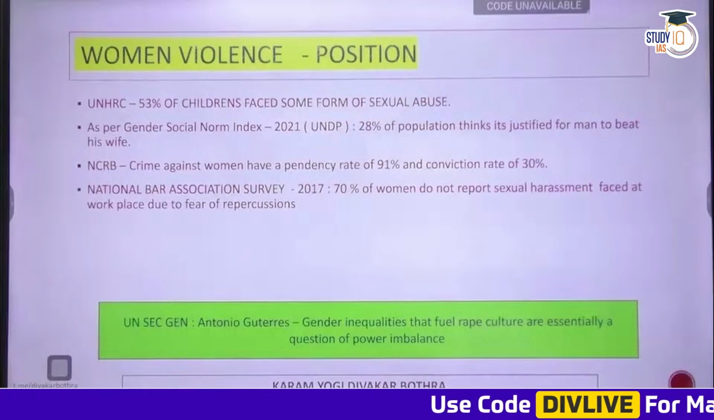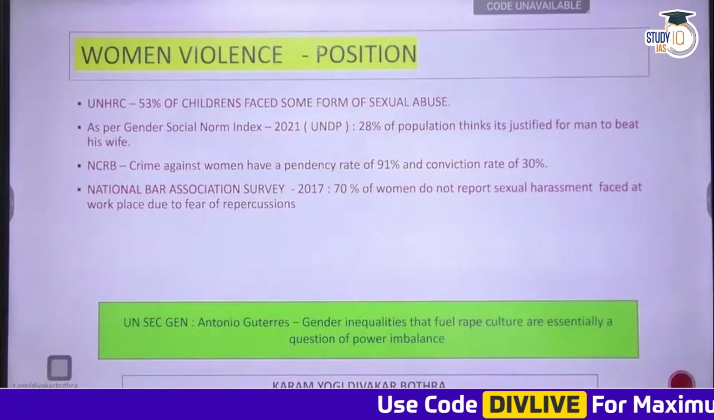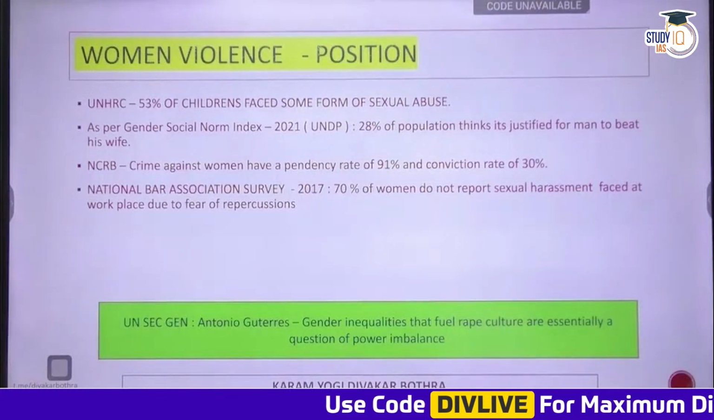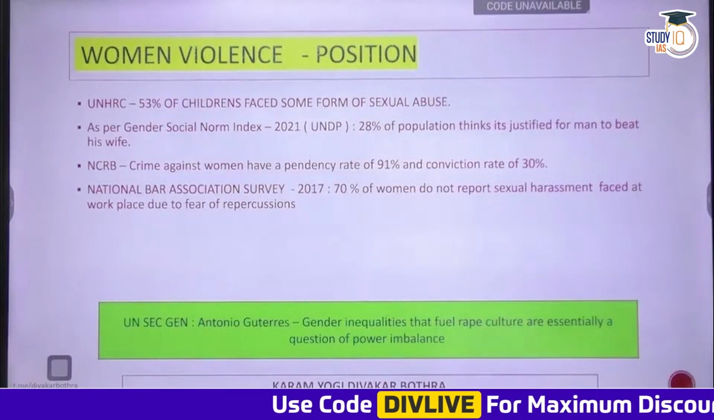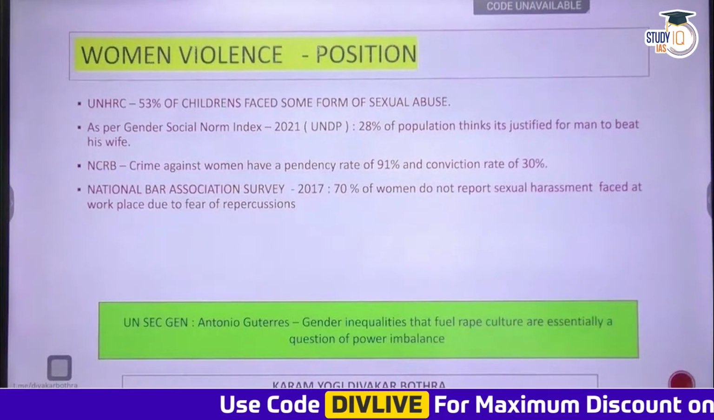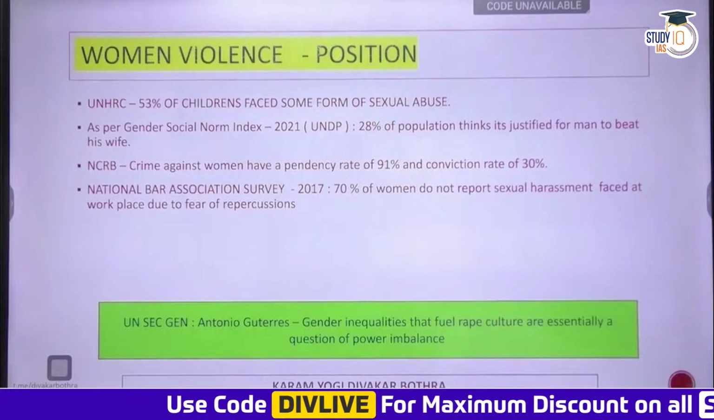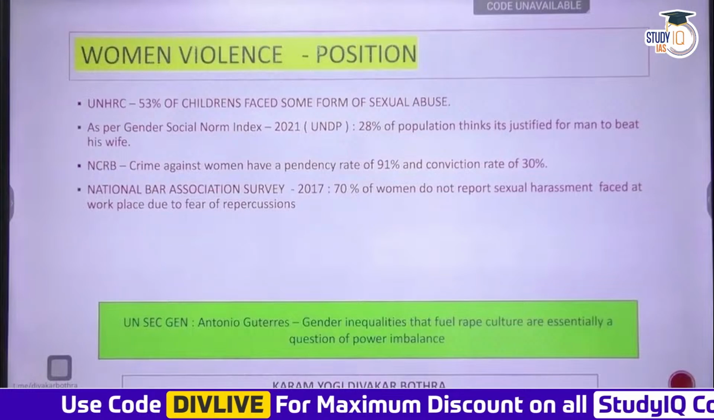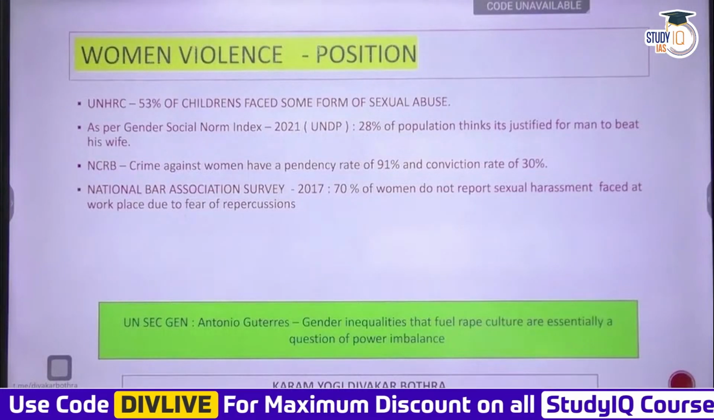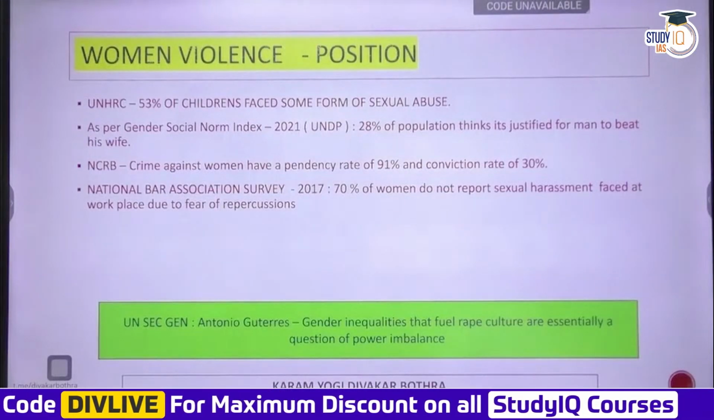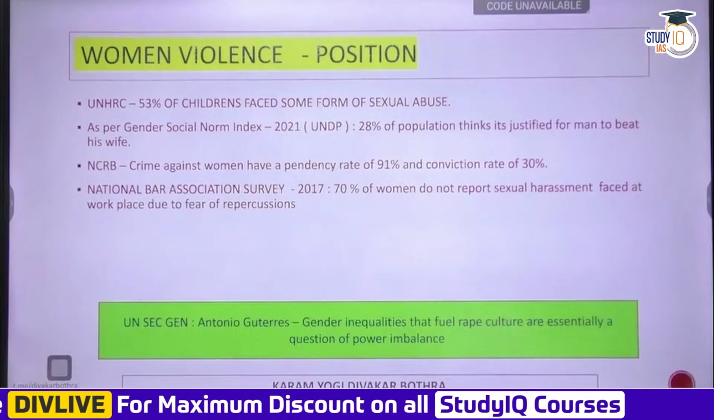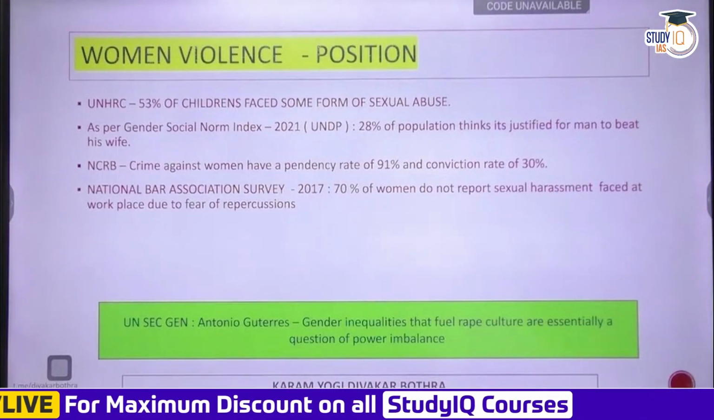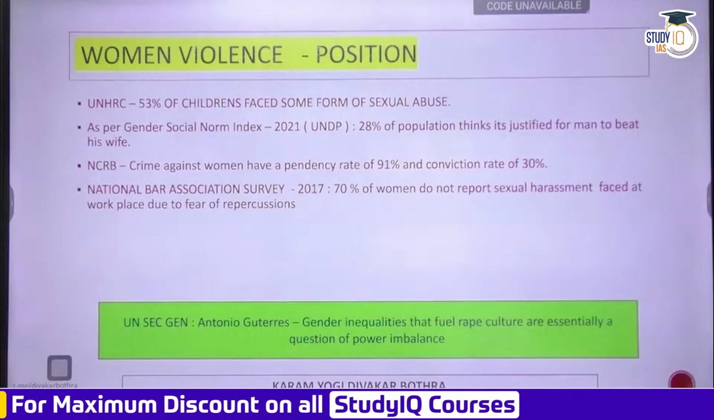The last one, the National Bar Association survey, which was conducted in 2017. 70% of women do not report sexual harassment faced at the workplace due to fear of repercussions. Now, in this last point, we are not talking about abuse by a husband. We are talking about sexual harassment faced at the workplace by a stranger, your colleague.